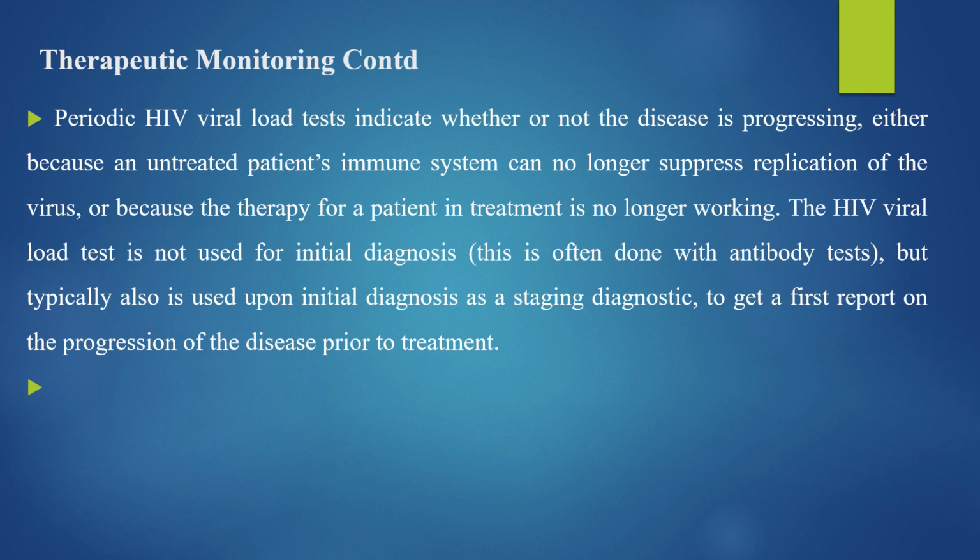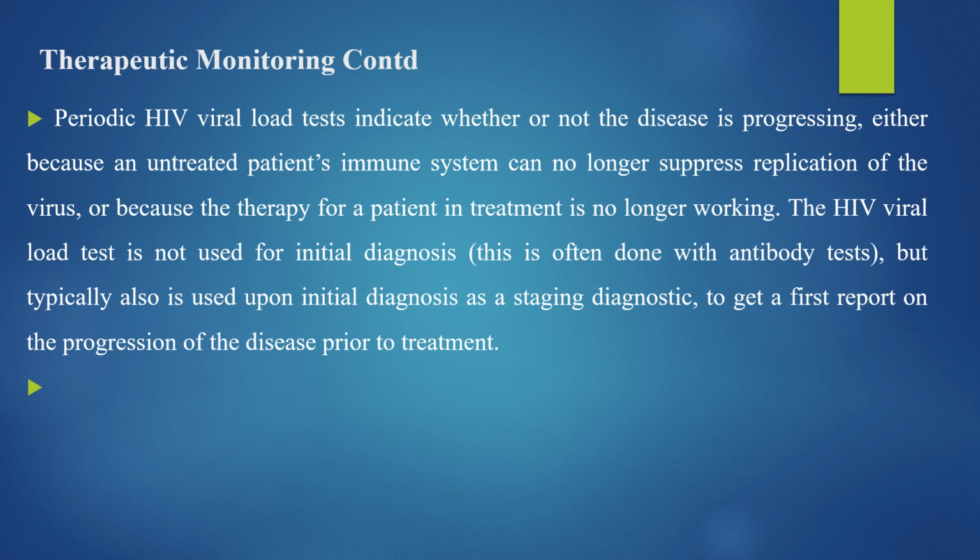Periodic HIV viral load tests indicate whether or not the disease is progressing, either because an untreated person's immune system can no longer suppress replication of the virus, or because the therapy for a patient in treatment is no longer working. The HIV viral load test is not used for initial diagnosis. This is often done with antibody tests, which are the initial test.